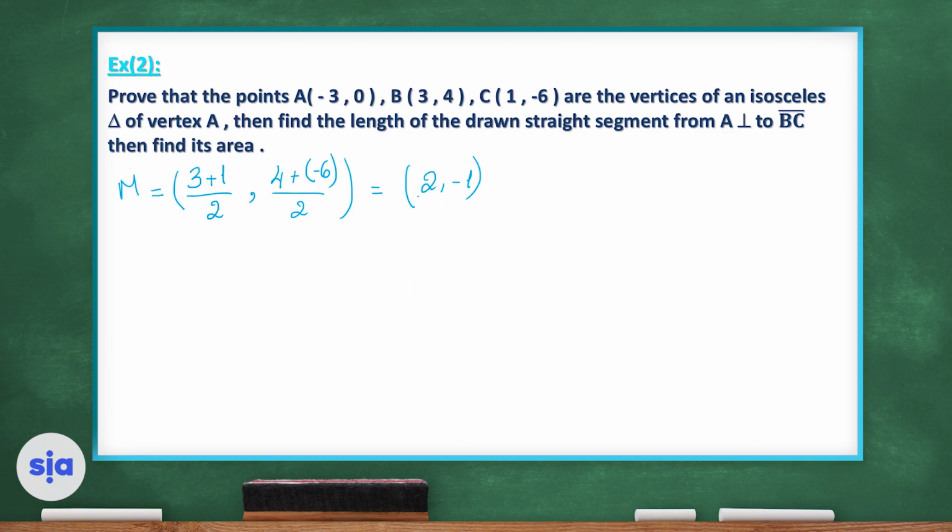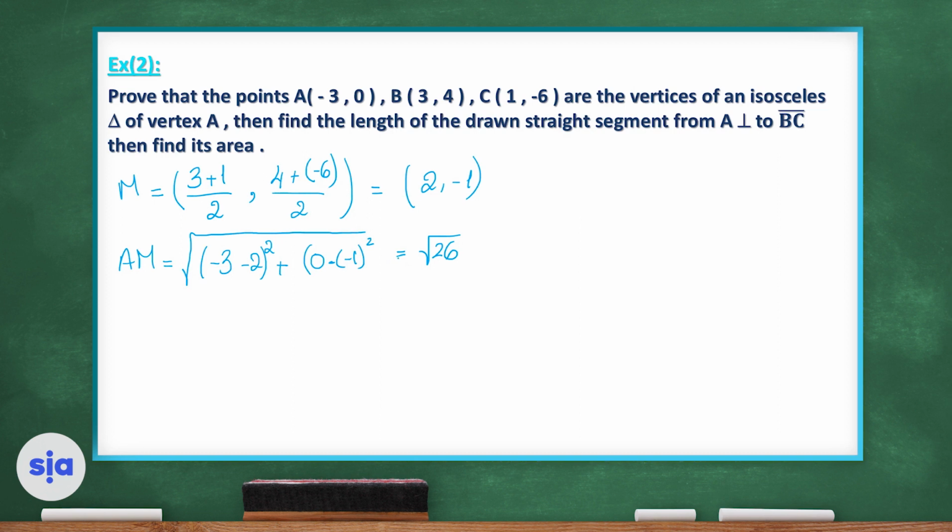The question is asking you to find the length of AM. So here, AM equals the distance formula using point A and point M. So it's -3 minus 2 all squared plus 0 minus -1 all squared. So the length of AM is square root of 26.